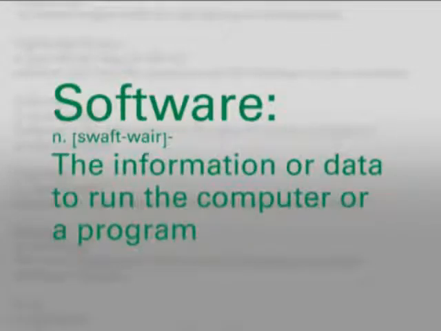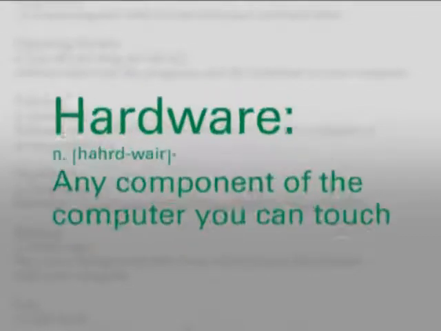Software is the information or the data to run a computer or a program. Examples of software include games, the operating system, or programs on CDs or discs that come in those cardboard boxes or paper sleeves. Software tells the hardware what to do. Hardware is any component of the computer you can touch, like your monitor, printer, console, speakers, or modem.